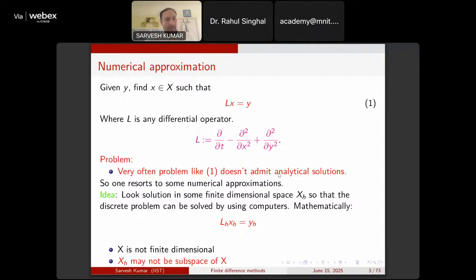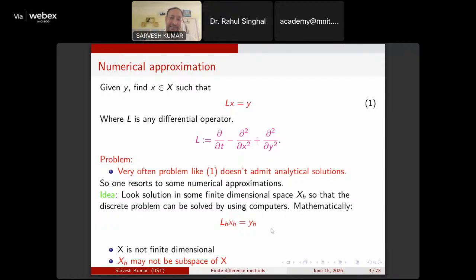So this problem doesn't have an exact solution, or it has, but we are not able to find it. So the idea is we have to look for the solution in some finite dimensional space xh, so that the problem can be solved by using a computer. Mathematically, this is the problem which you want to solve. So in the morning, if you remember, this xh belongs to where? It is some finite dimensional space xh. But then this xh may not be a subspace of x. So it depends actually.